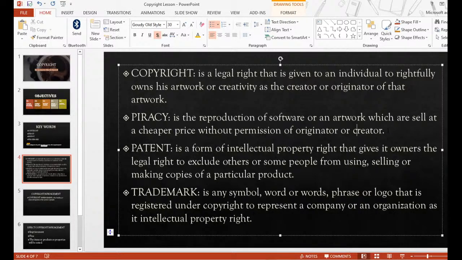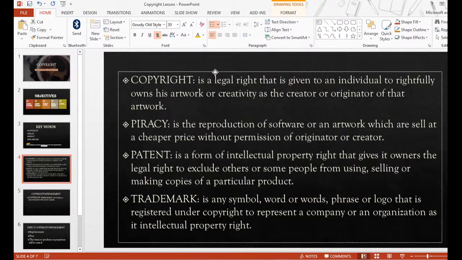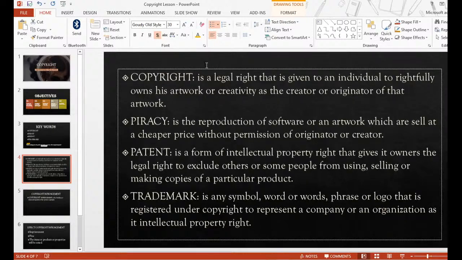Reproduction of software or an artwork which are sold at a cheaper price without permission of the originator or the creator. Now the next keyword that I want us to look at is what we call patent. What do we mean by patent? A patent is just a form of intellectual property right that gives its owners the legal right, that exclusive right, to exclude others or some people from using or selling or making copies of a particular product.